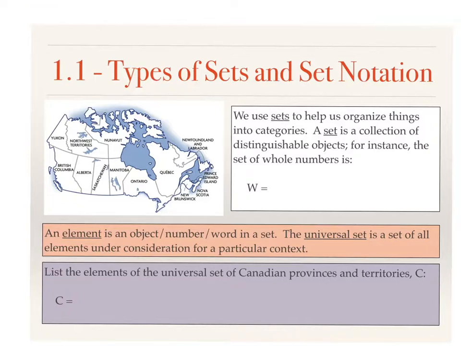So the word distinguishable, what does that mean? Yeah, you need to be able to differentiate them. That's exactly what it means. It means that they cannot be identical.